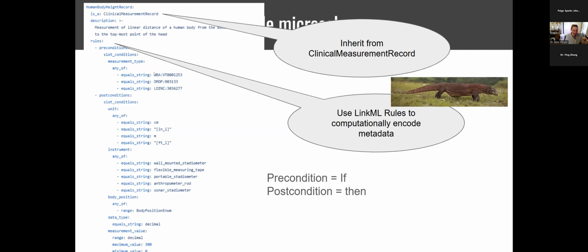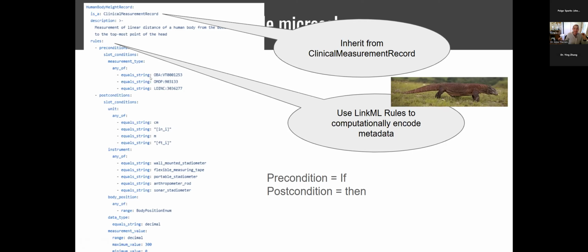So if the measurement type is body height, then the unit has got to be one of these. The instrument has got to be one of these. The body position needs to be body position enum. And the data type is going to be a decimal. And then here I've placed a minimum value and a maximum value. So what does that do for us?